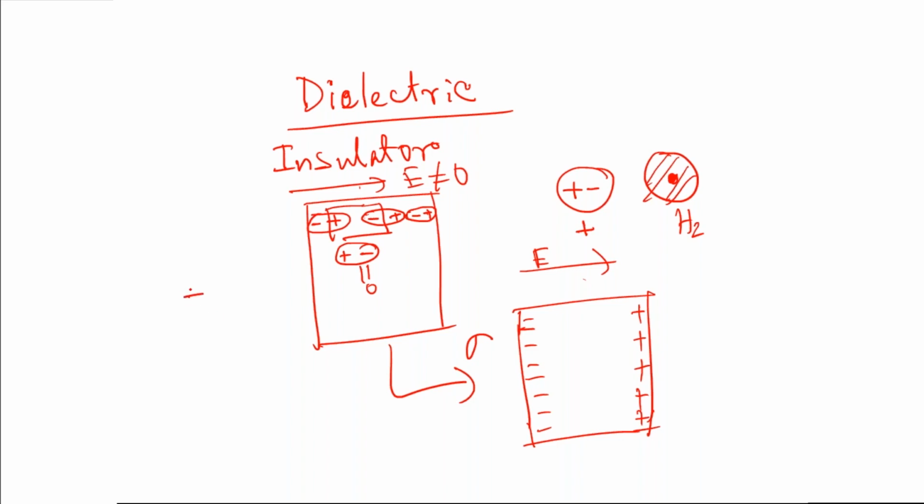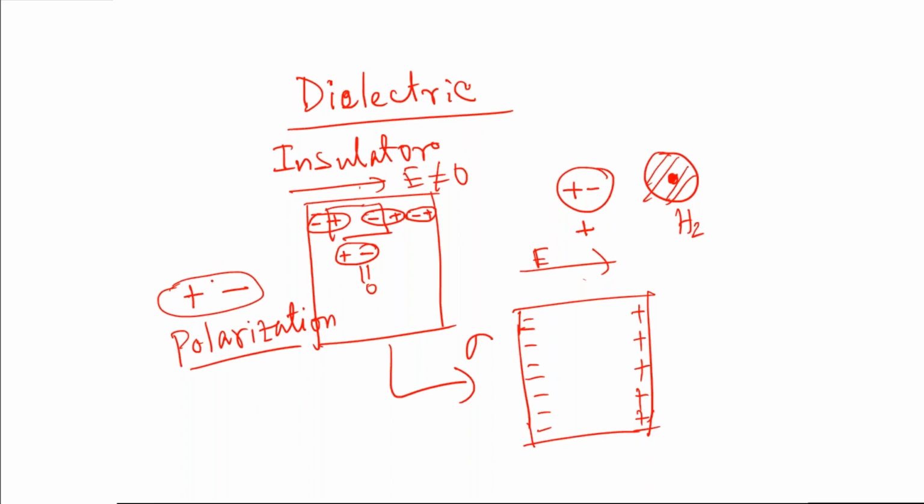And when you apply an electric field, the charges are separated, right? Earlier they were at the same place, but now they are separated. So this charge separation is called polarization. This separation of charges is called polarization. This phenomenon is called polarization.